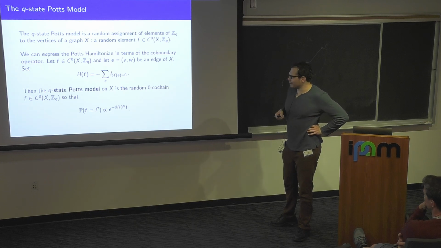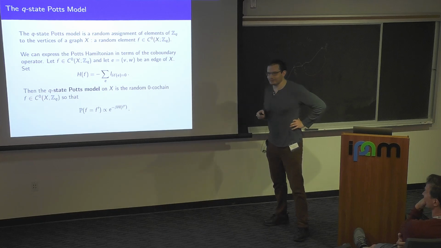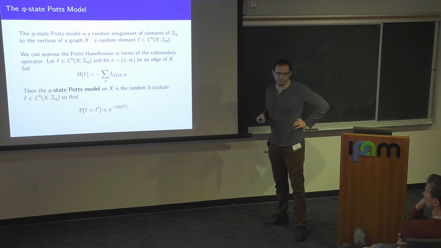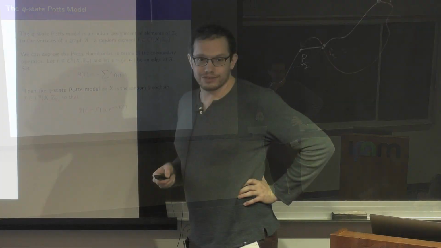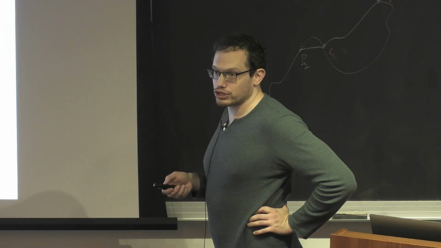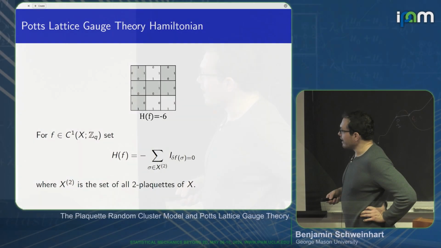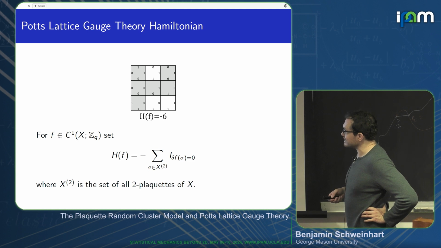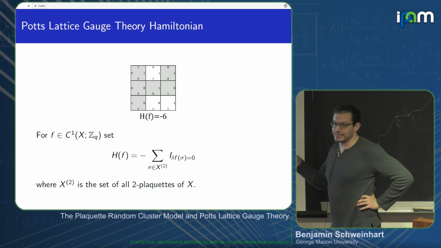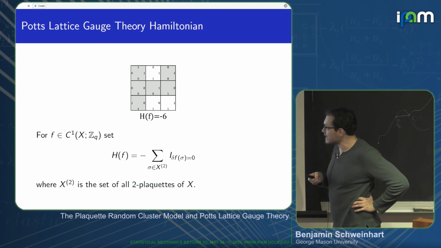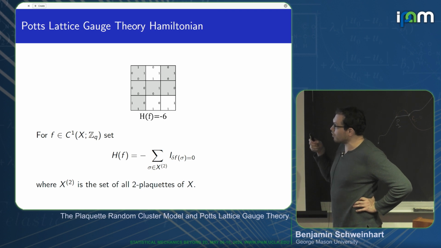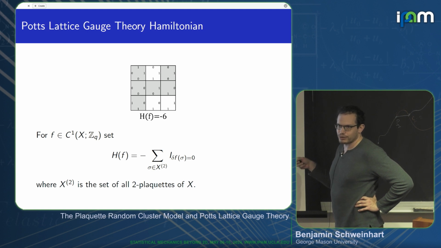So the Q-state Potts model, which you all know, can be written in this form. Once we write it in this form, we can just change our 0 to an i, or for today, I will just be changing it to a 1. Then we get the Hamiltonian for Potts lattice gauge theory. Again, our state space is assignments of spins to the edges of our cell complex, and now our Hamiltonian is the sum over the 2-plaquettes of the indicator function of the coboundary vanishing. So it's the number of non-frustrated plaquettes, you might say.